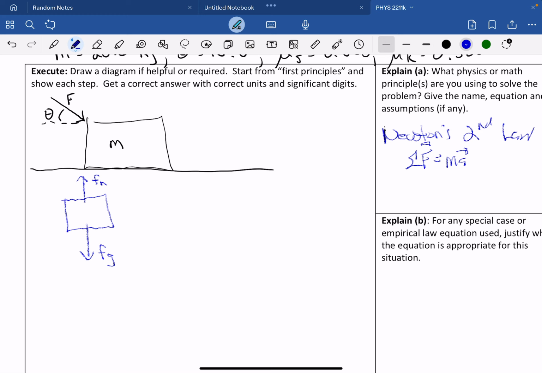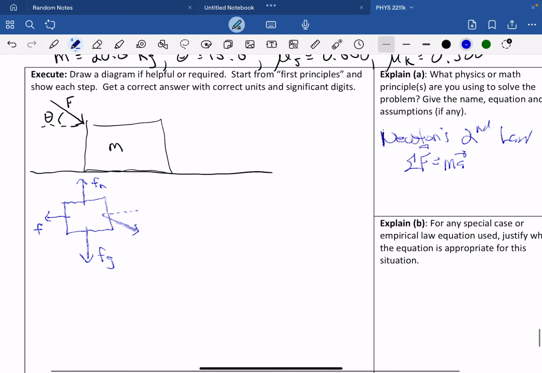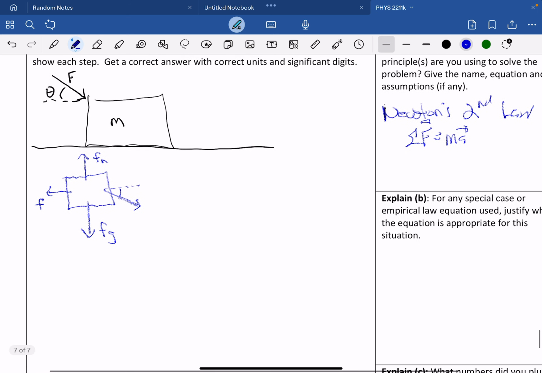We are told that there's a friction force, and that friction force is going to try to prevent the crate from sliding. If there was no friction, it would slide forward. So the friction force tries to prevent it from sliding, so the friction force is going to point backwards. And we have the applied force F, and that one is forward and down at an angle of 15 degrees.